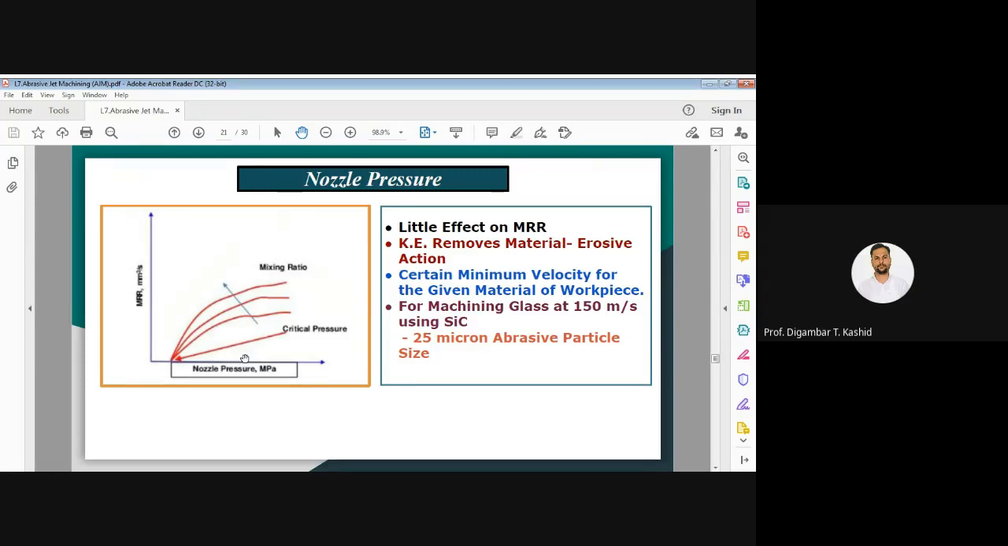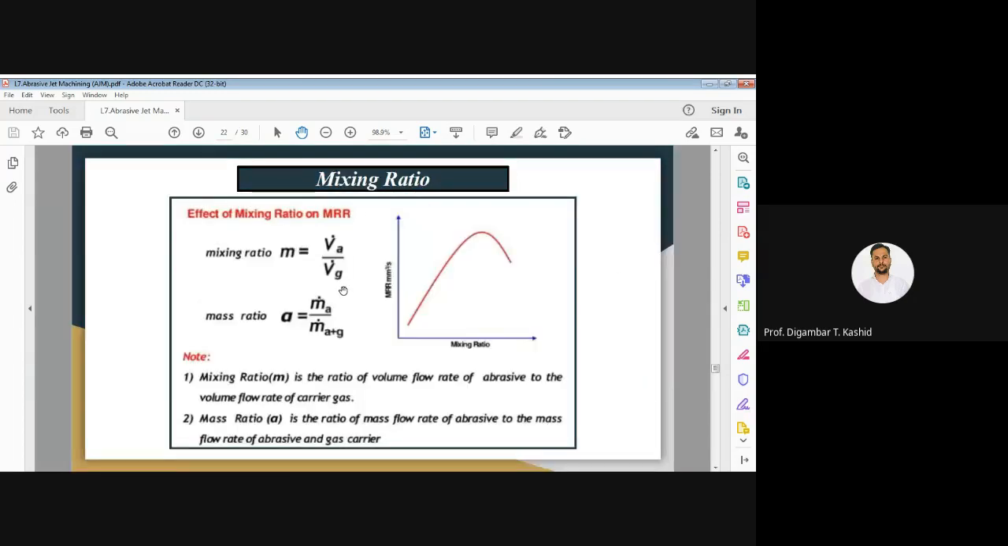And here we have another parameter, that is the mixing ratio. Now I will show you the formula to calculate this mixing ratio. You can see it in this slide. As you can see in the diagram, as the mixing ratio increases, the material removal rate also increases. And the material removal in this particular case starts from here only.